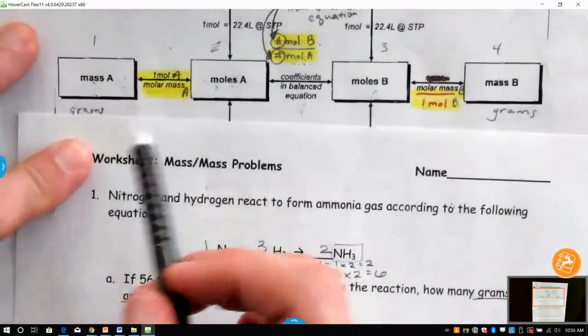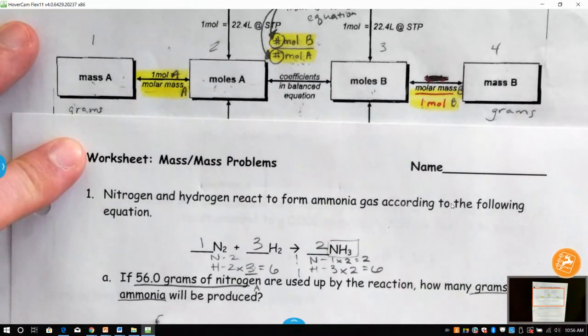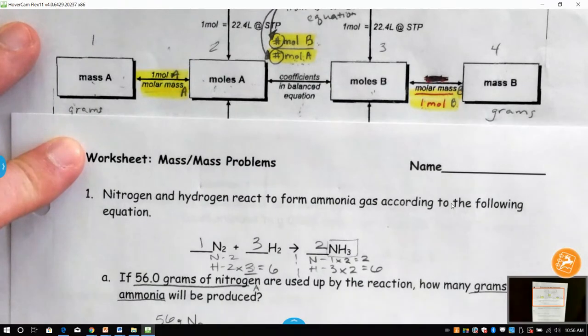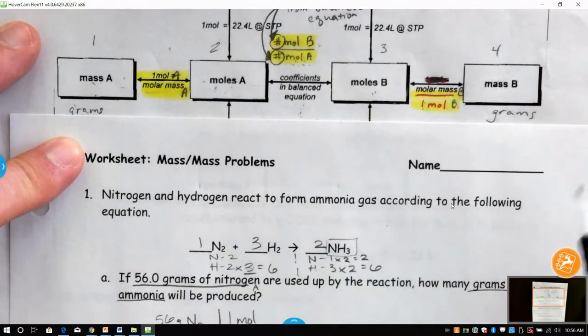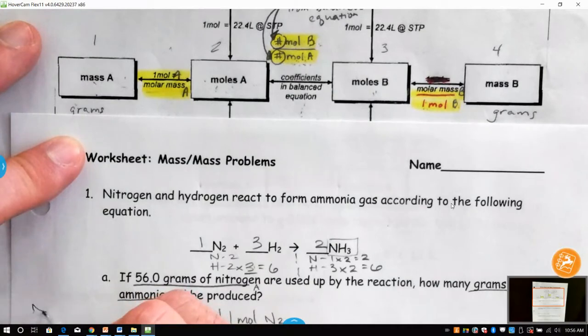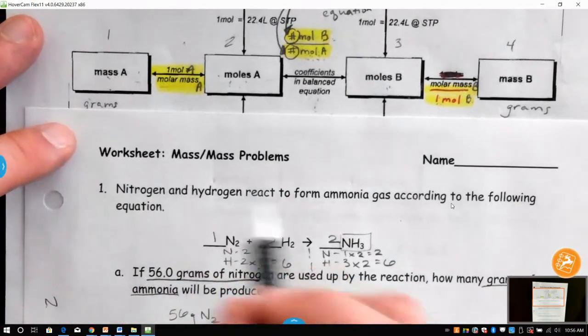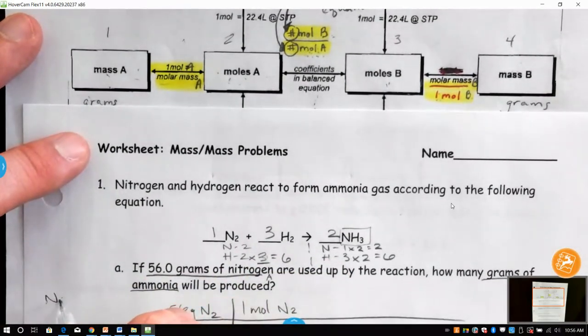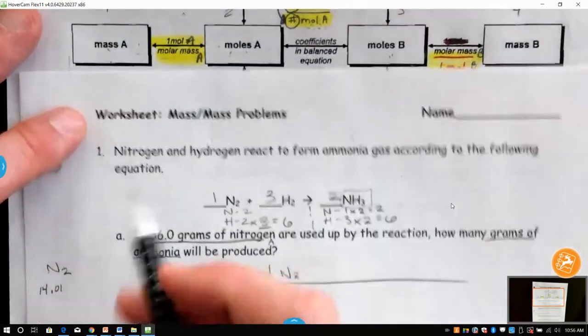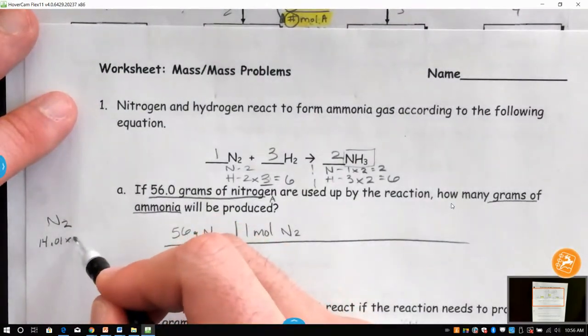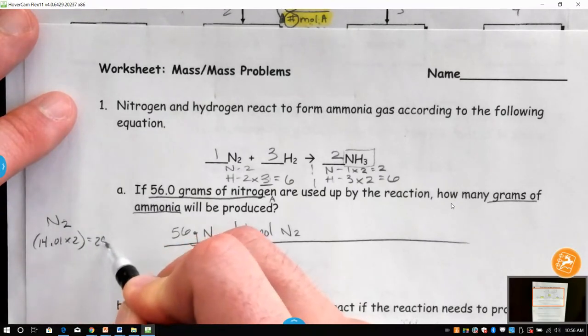So if we're going from here to here, take what you're given, put it in the starting spot. So we have our 56.0 grams of nitrogen, N2. 1 mole of A, substance A, on top. So that would be 1 mole of N2, which we were given. The molar mass of it on bottom. You can't just write the atomic mass there because it's N sub 2. So we look it up on the periodic table, I get a 14.01. And because of the subscripts, we have to double that. So you get 28.02.